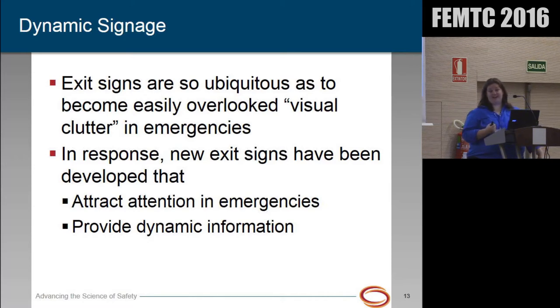The next example would be dynamic signage. Right now, I think most of you realize that we've gotten really good at putting exit signs everywhere, so good that you almost don't see them. They've become visual clutter. So in the case of an emergency, it's common to have somebody walk right by a door that's well marked because they don't see the signs. So there's been studies that have been done to improve the signage, to make it dynamic, to attract more attention during emergencies, and also to provide some information rather than just having a static sign.